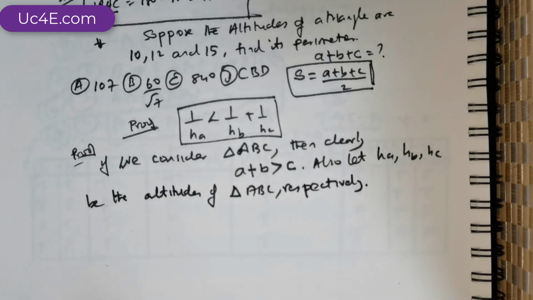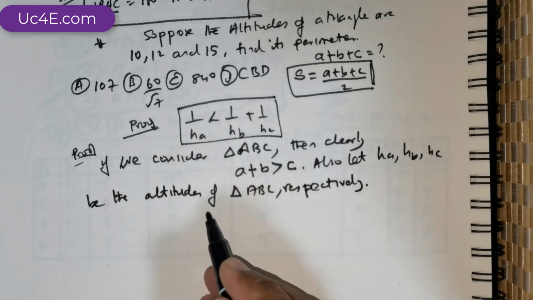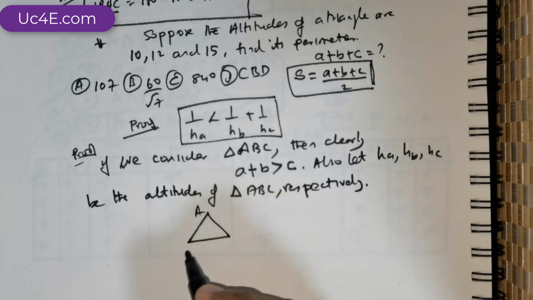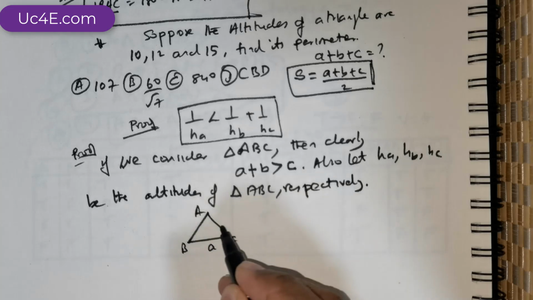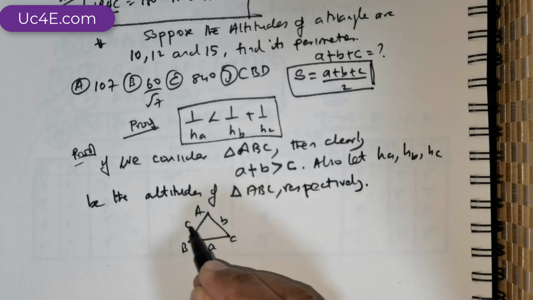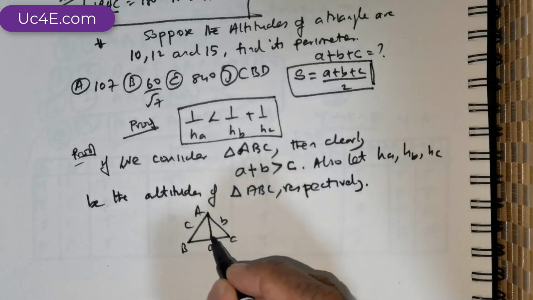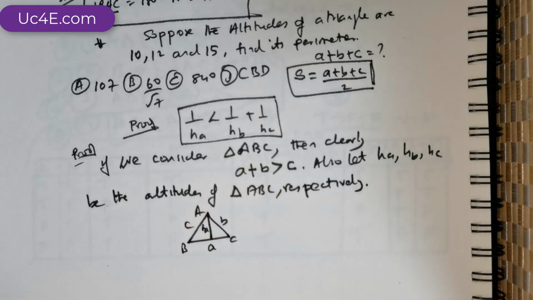Now we already know the area of the triangle, right? We have got a formula. So let me draw the triangle again here. This is A, B, C. If this side is a, this side is b, this side is c, and we got the altitude here. The altitude is h suffix a. Similarly, altitude will be h suffix b, and h suffix c.